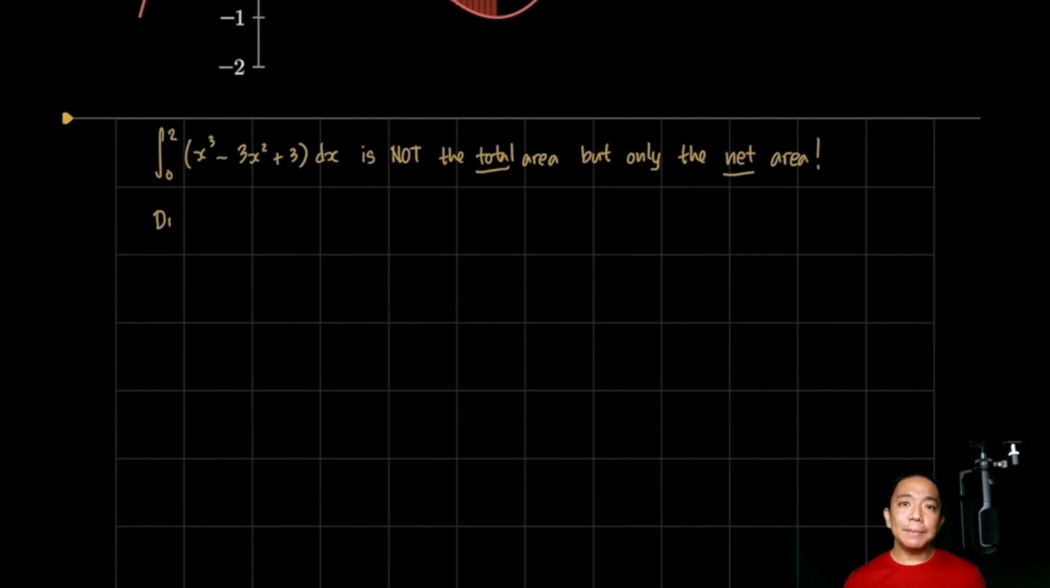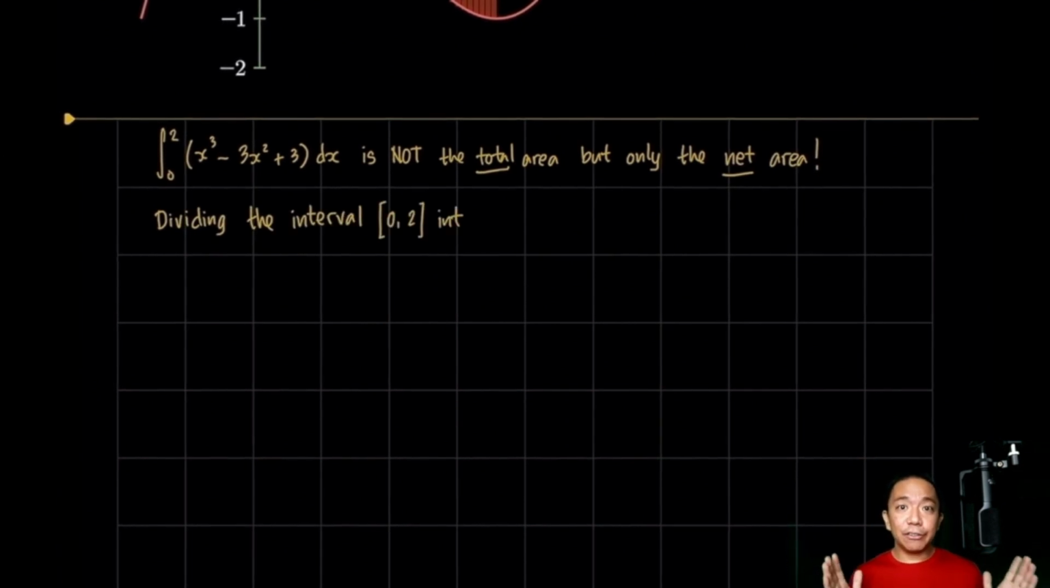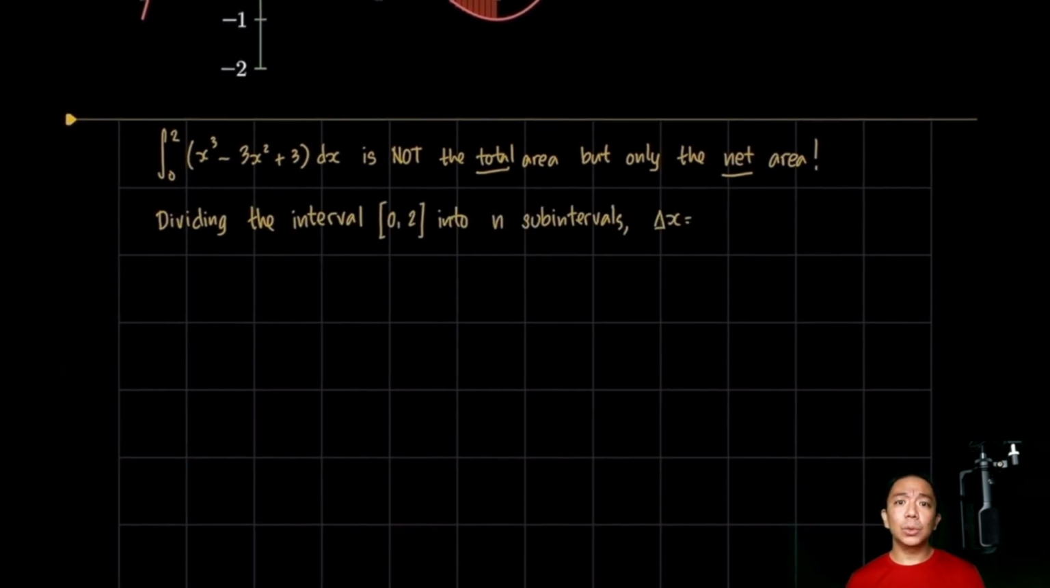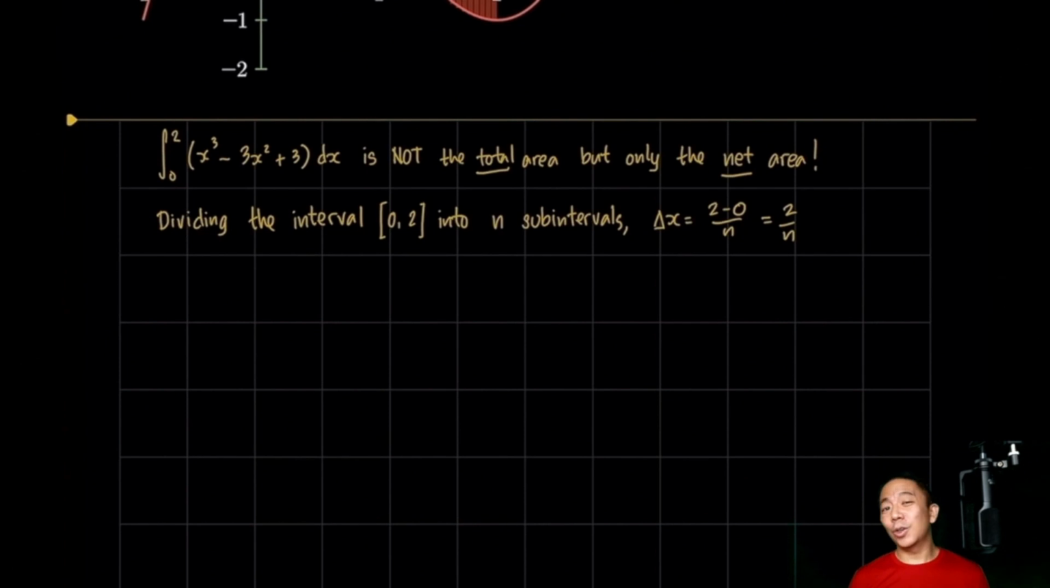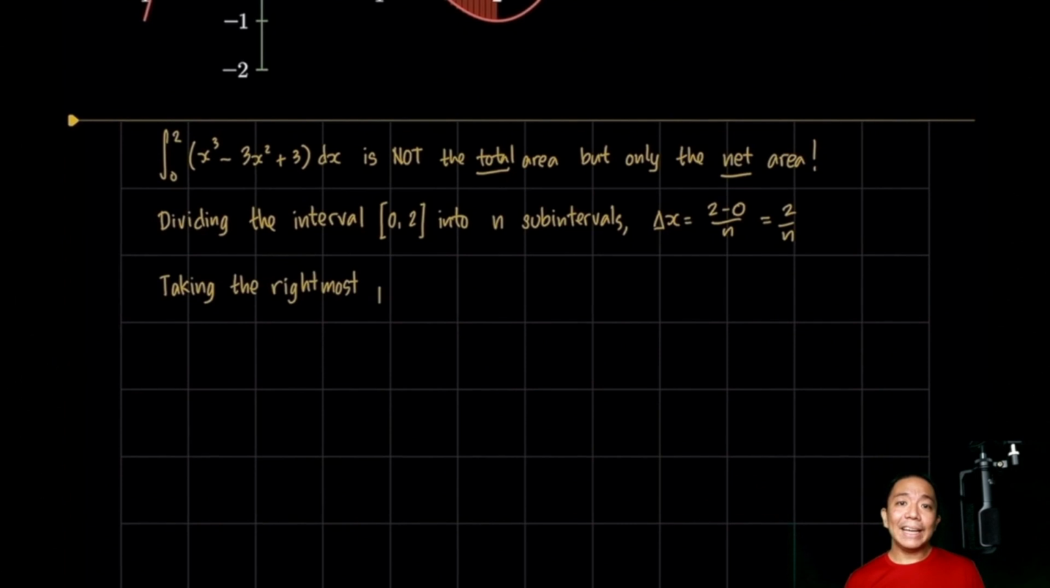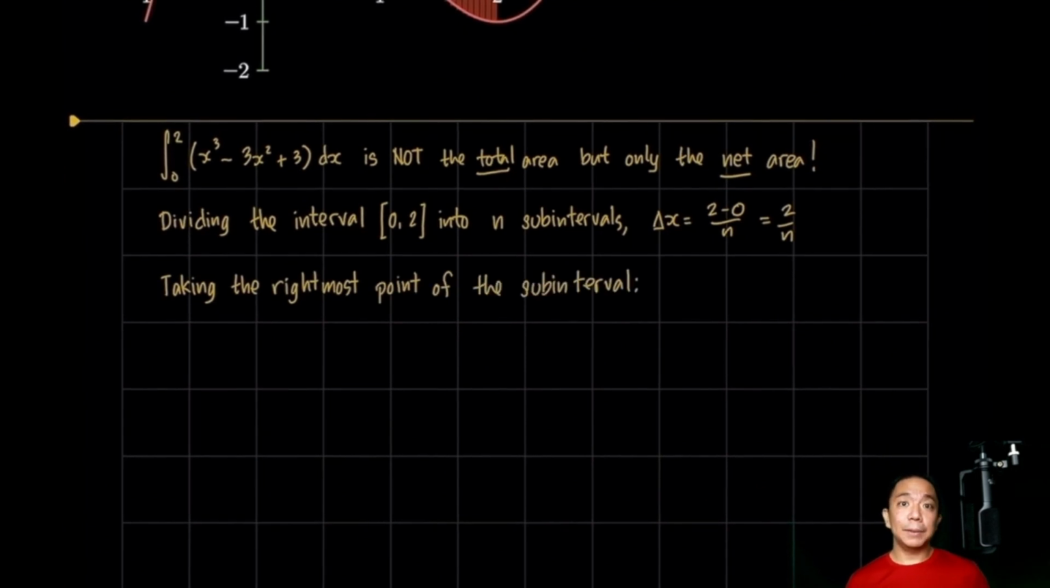So let's take the Riemann Sum approach dito. I-divide natin yung interval natin from 0 to 2 into n sub-intervals. So that would mean that our delta x, yung base ng rectangles natin, which is also yung width ng mga sub-intervals, will be given by 2 minus 0 over n, b minus a over n, or 2 over n. Similar to the other problems, we'll be taking the rightmost point of the sub-intervals.